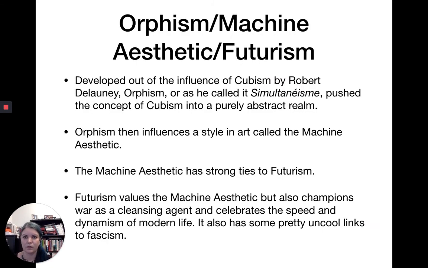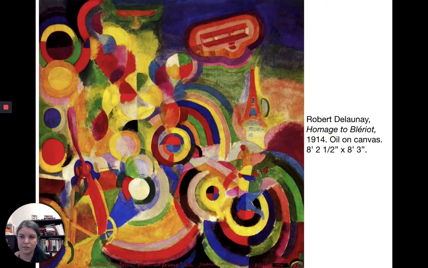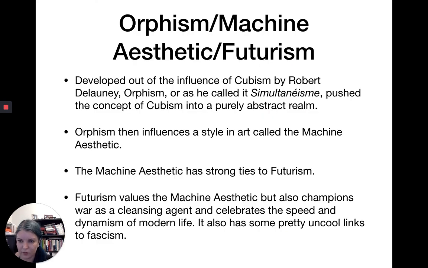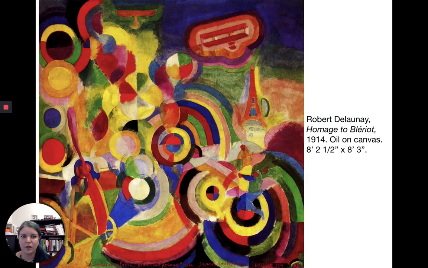Okay. Now, we're going to talk about a couple of other movements that are inspired by Cubism. I'm going to go through them fairly quickly. Again, I'm not going to just read to you, but basically, out of Cubism, we have Orphism, we have this interest in a machine aesthetic, and then eventually we have Futurism. This is all in my notes, by the way, and the slides are there as well.